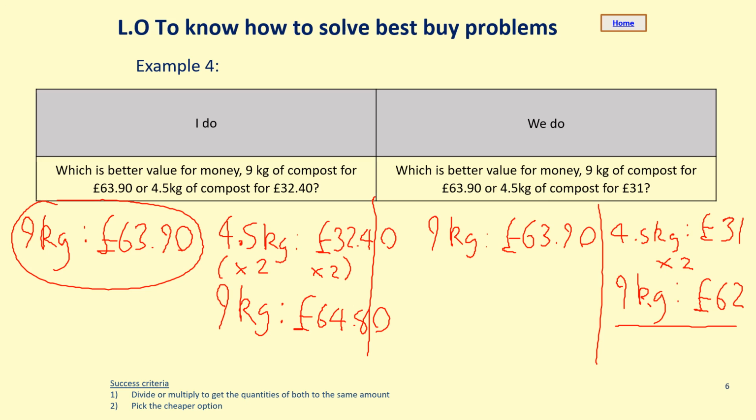So you'll see that the unitary method can be better sometimes, but sometimes it's much better and much easier to use the non-unitary method. It's up to you to decide which one's going to be easier and more suited to you.